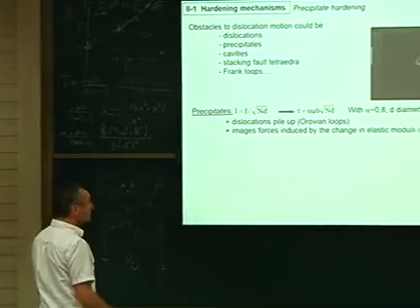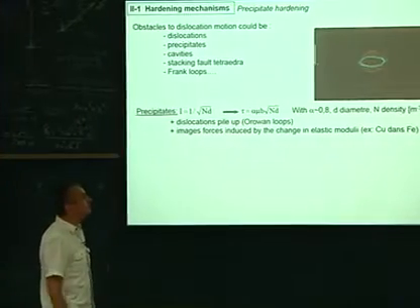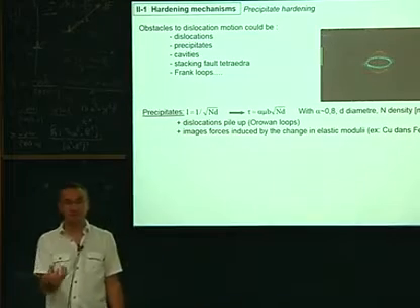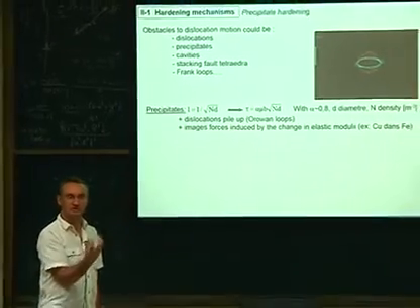But this is not enough. I will show you later. You need to account for other things when you have a precipitate. What does the precipitate create in your matrix?